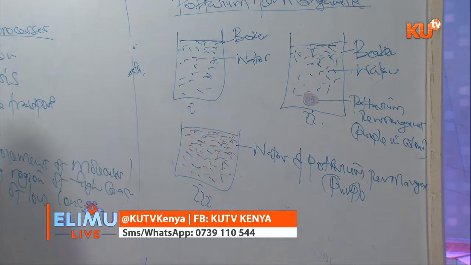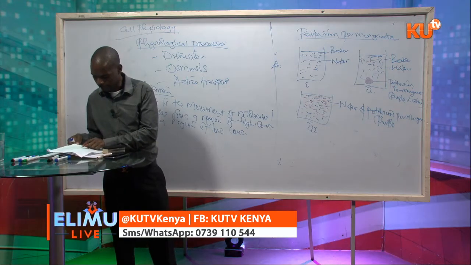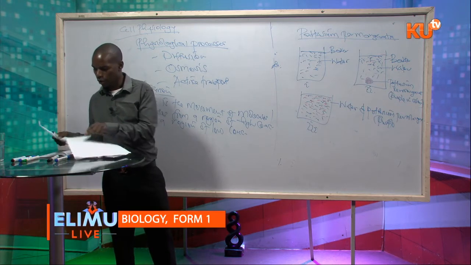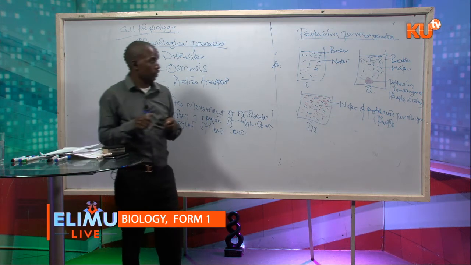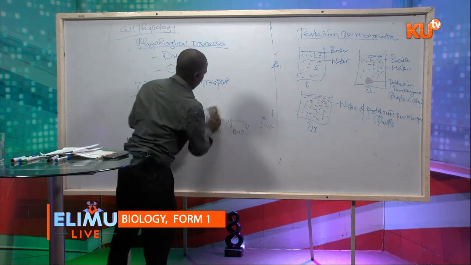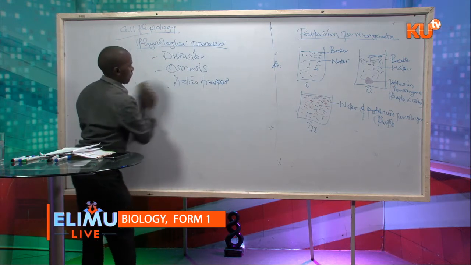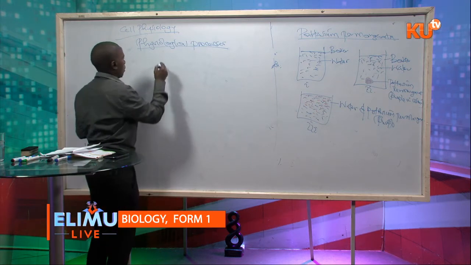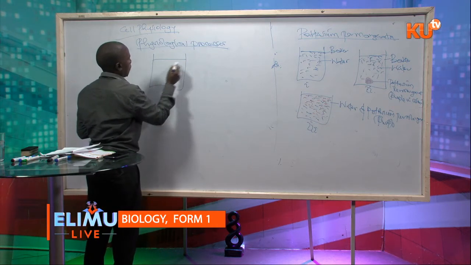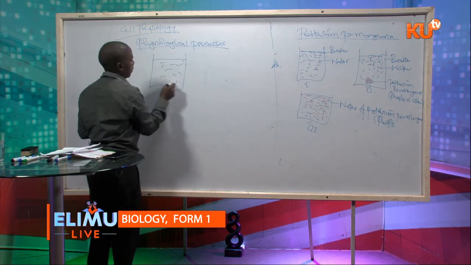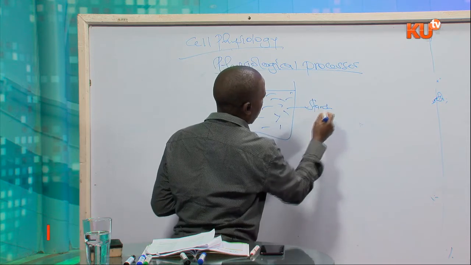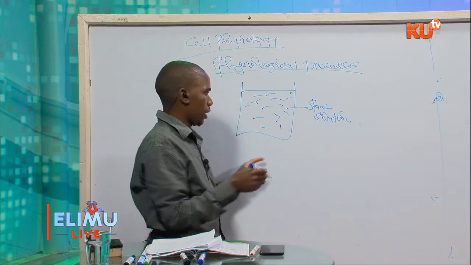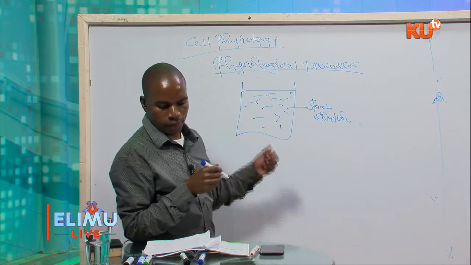We also have another one. We are demonstrating diffusion, and specifically diffusion in liquids. We also have another one here. Let's just draw it here. The first beaker, this one here, is the starch solution. We are illustrating diffusion using starch solution and iodine. So this is the other example.